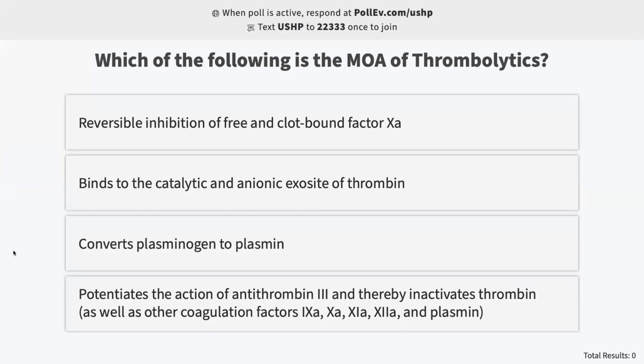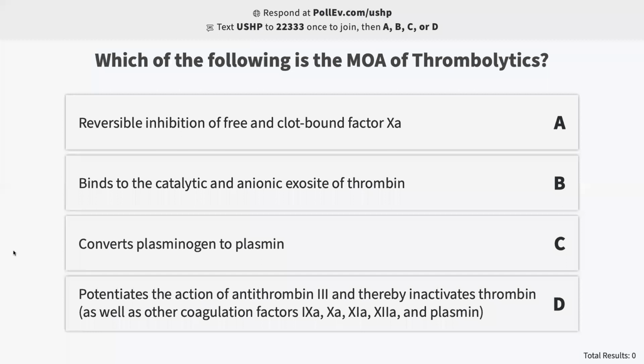And so for our second question: which of the following is the mechanism of action for thrombolytics? Is it A, reversible inhibition of free and clot-bound factor Xa? B, binds to the catalytic site and anionic exosite of thrombin? C, converts plasminogen to plasmin? Or D, potentiates the action of antithrombin III and thereby inactivates thrombin, as well as other coagulation factors, and plasmin?